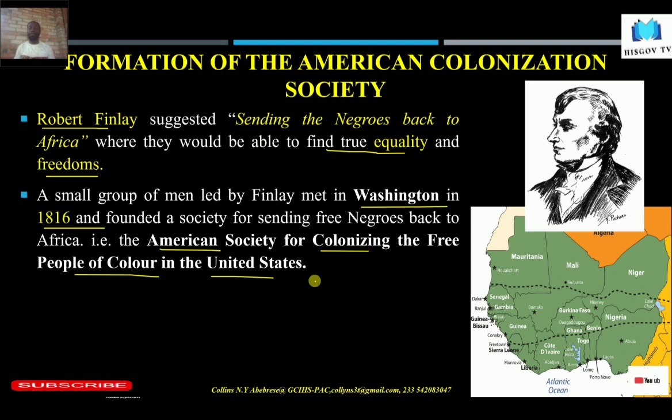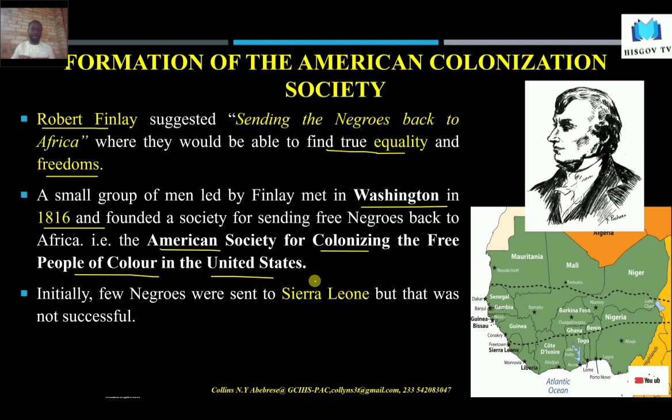Okay, but I'm also sure that it wasn't compulsory for free Africans to go. I think it was voluntary. So if you want to go as a free African, then you join them to go back to Africa. So they pay your shipping fee and everything.